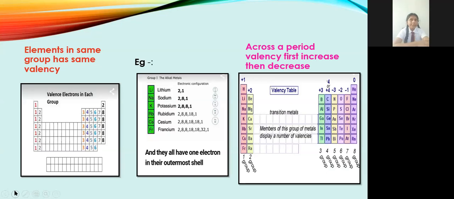Another important point is that elements in the same group have the same valency. For example, all elements in group 1 have the same valency. Hydrogen, lithium, sodium, potassium, rubidium are the same. Now, Dharani, it's your turn.